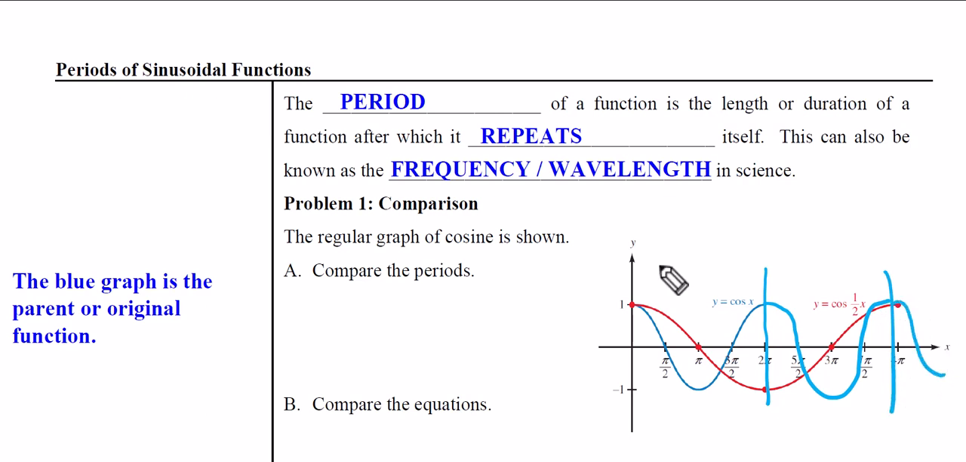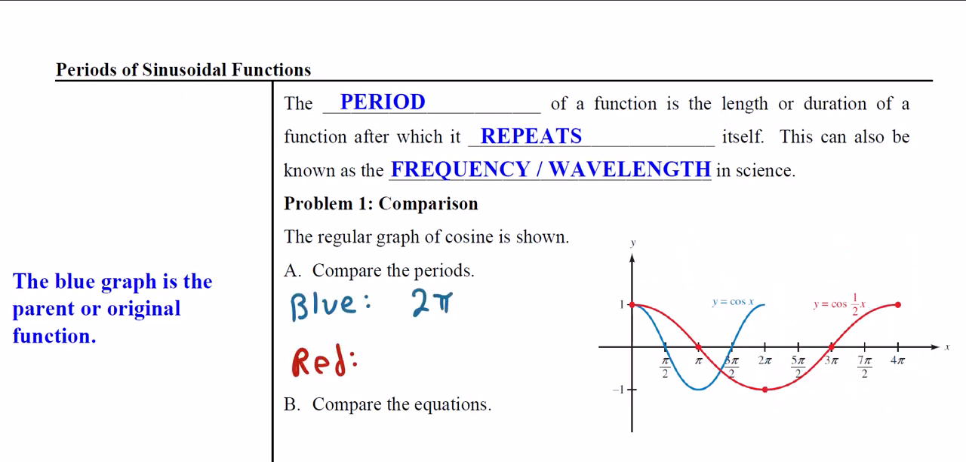And so each of these is a wavelength, and in both of these cases, this blue one has a wavelength of 2 pi. It's consistent, 2 pi for this blue graph. The red graph, on the other hand, has actually a period of 4 pi.